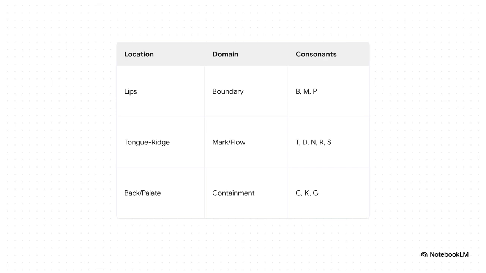Sounds made at the outermost edge, the lips, they deal with boundaries. Think of B, M, and P. They manage the outer edge of a form. Now, move inward. The tongue ridge is the transitional space, perfectly engineered for marking connections, directions, and continuous flows. Letters like T, D, N, and R. And the back of the mouth, the palate, that's where you find your deep containment sounds, like C, K, and G. The text is arguing that where a sound is built physically dictates the kind of reality it shapes.